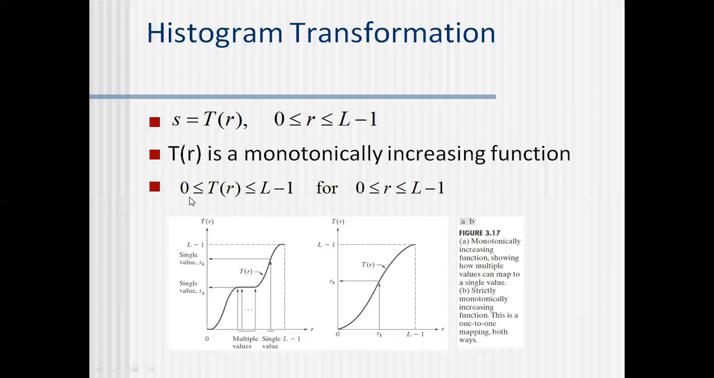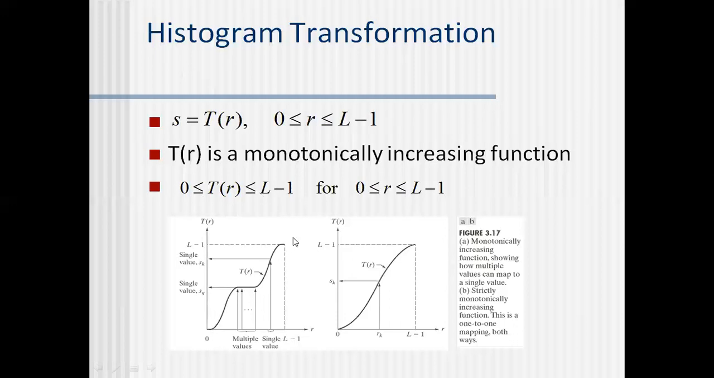Earlier we saw that 0 is less than or equal to T of R is less than or equal to L minus 1. So obviously, if R is between 0 to L minus 1, meaning input is between 0 to L minus 1, then output is between 0 to L minus 1. So obviously, this is a continuously increasing function.